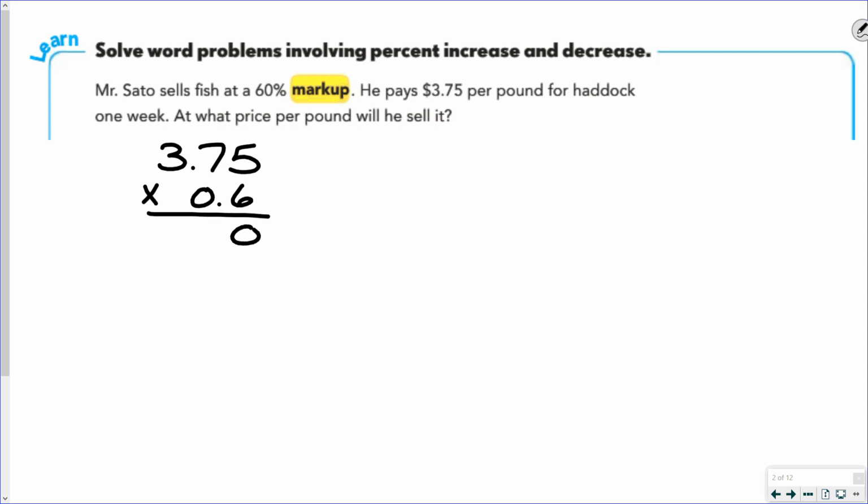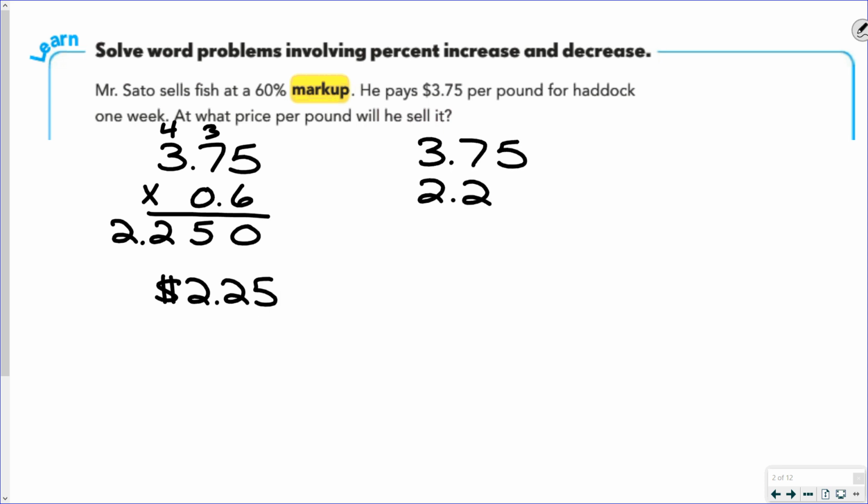So we'll do our multiplication here. Put in our decimal point, and we would find that the markup is $2.25. And since that's the markup, you take what he pays for it, which is $3.75, add the $2.25 to it, and you'd get an answer of $6.